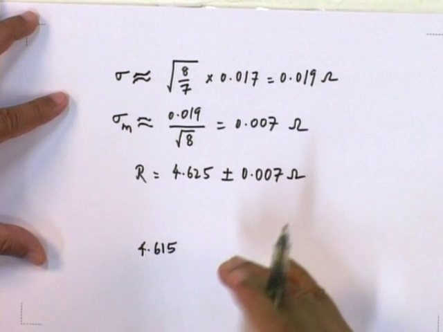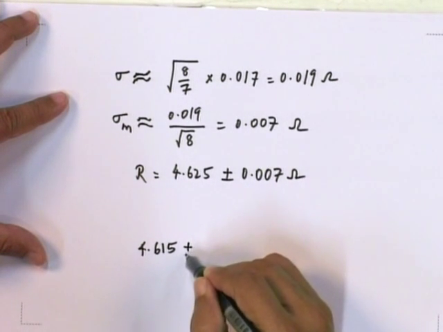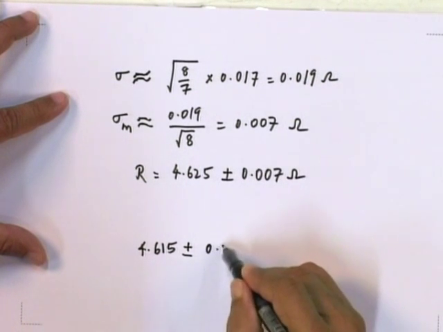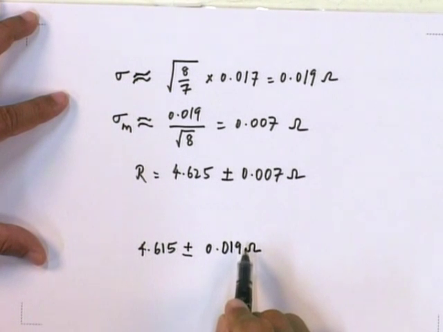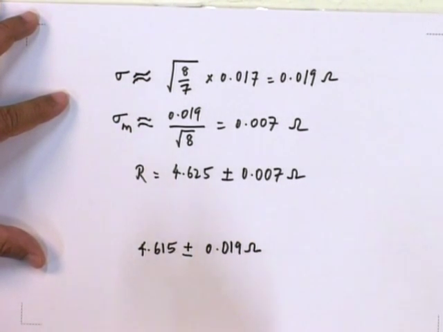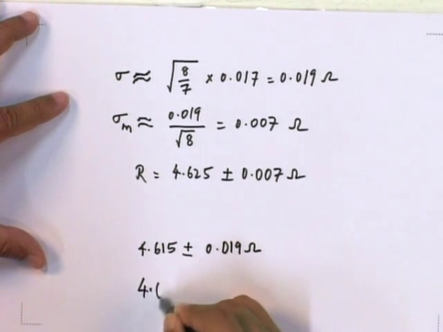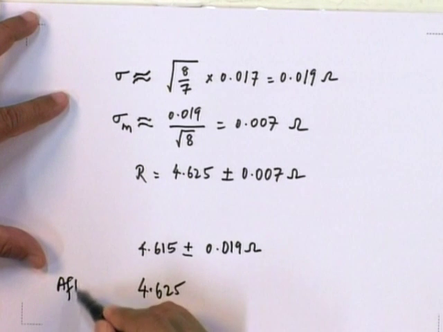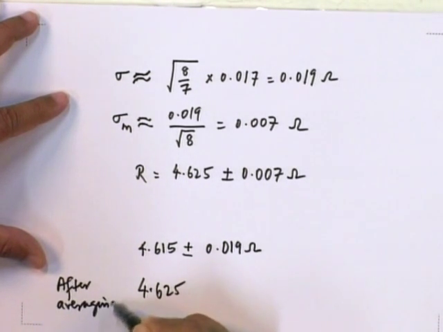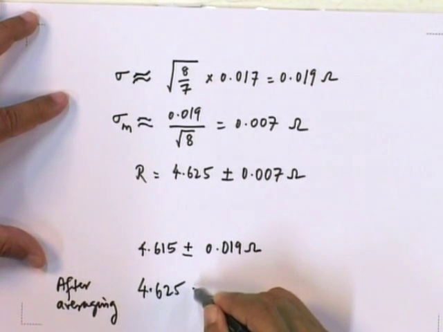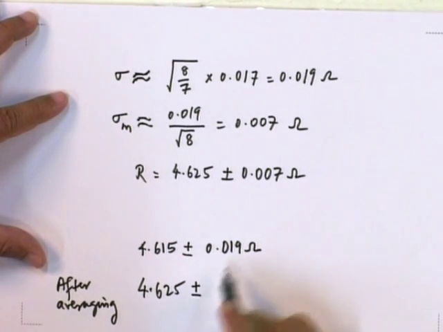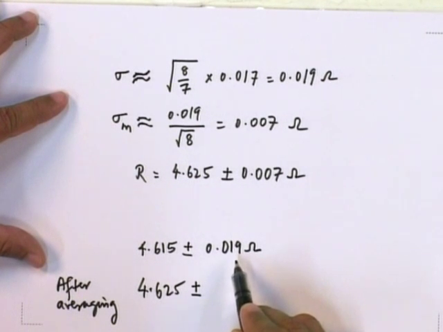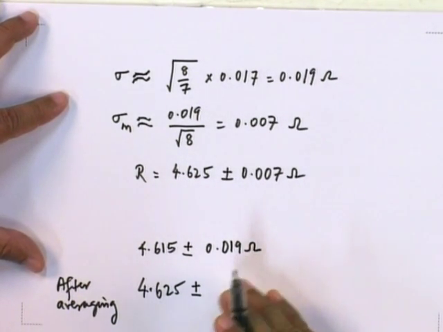Now, if you want to show this reading including the error, then it should be shown as 4.615 plus or minus 0.019 ohm. So this is the error in a single observation. However, now after averaging, we obtained the value of 4.625. This is the mean. Now, it is important to note, what is the error in this mean? It will not be 0.019 ohm. Okay? Now, that is a crucial thing. That is what is the advantage you are getting by taking the average.